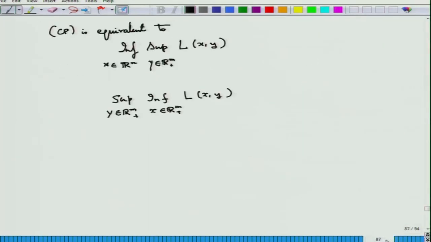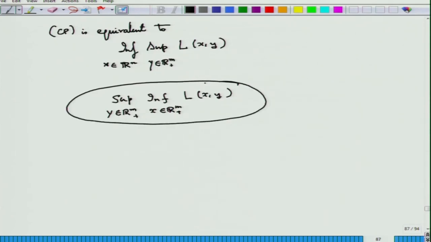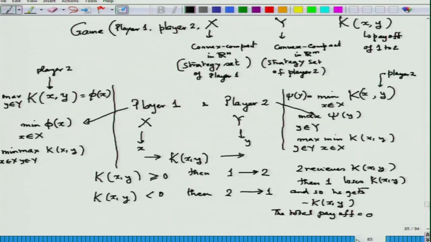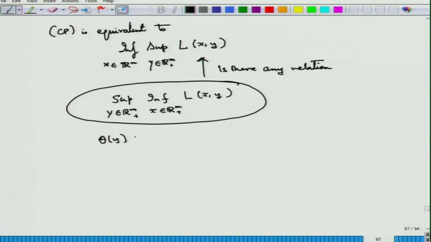So, suppose I write this problem. Is there any relation? That is the important question. Now, if I break up this problem a bit, then I can write theta of y, which is your psi of y here. So, theta of y I can write as infimum.